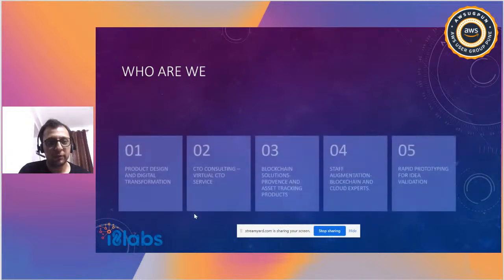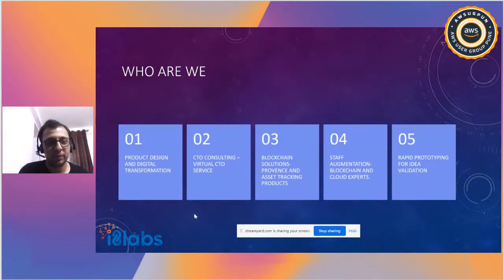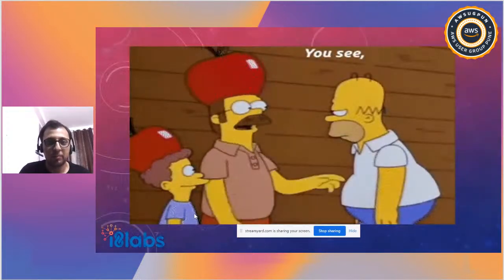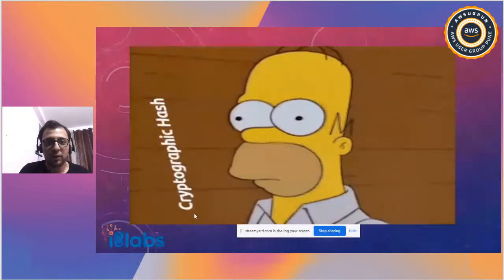So just an intro of what we do at I8 Labs. We're a product design and digital transformation company. We also offer support services to startups in terms of CTO consulting. Primarily, we are in the blockchain space, and we have our own solution on provenance and asset tracking and rapid prototyping, which are our partner products, as an innovation lab and a fintech lab. We are based both in the UK and India, and planning to go to the US. So this is what we're going to start.